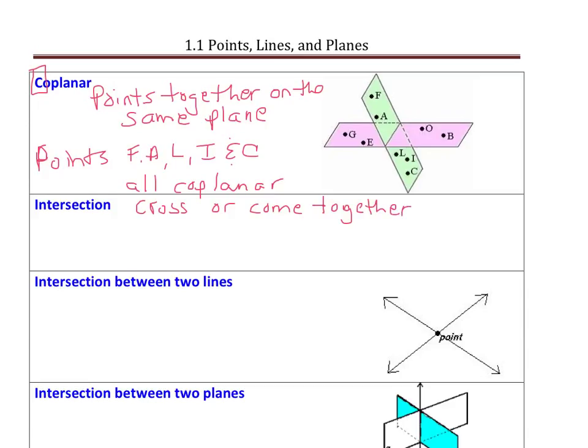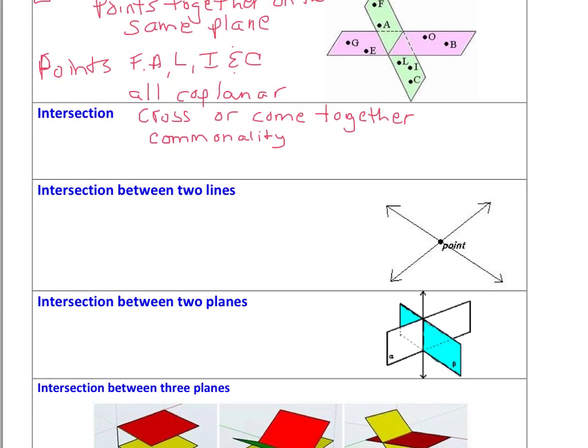By the way, you could think about 2 sets of numbers, such as, let's say, whole numbers and integers, where they cross or come together or have commonality, can also be an intersection. So let's think about maybe the overlap of a Venn diagram, for instance. Commonality, the common area. So if you think of intersection in those terms, then the intersection between 2 lines actually is a point.